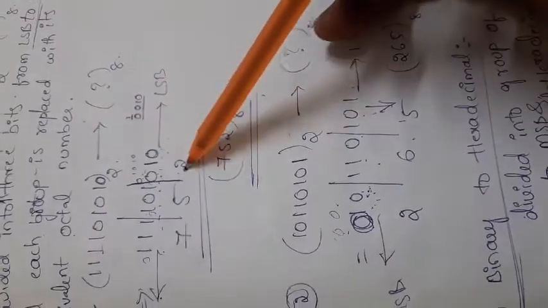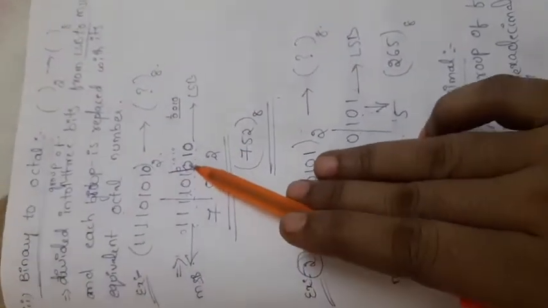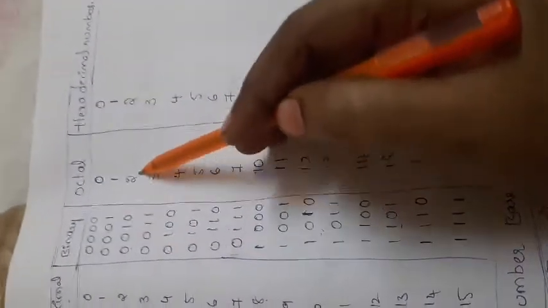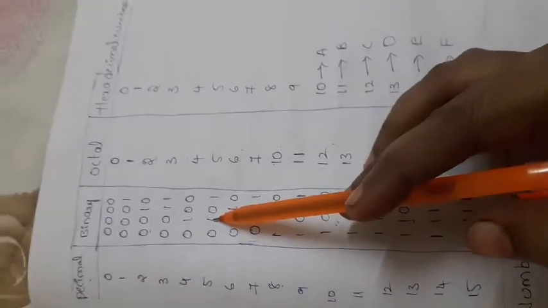Once the division is completed, each group is replaced by its octal digit, which we already have in the table. For example, 010 in octal is equal to 2. So you can use these digits after converting each group of 3 digits.